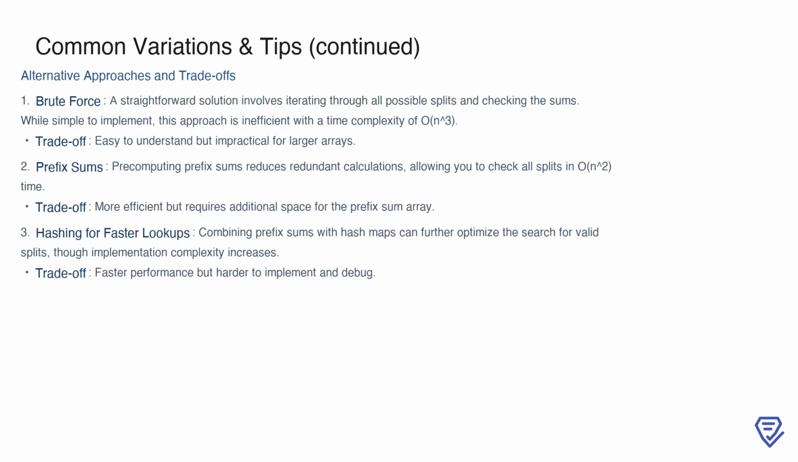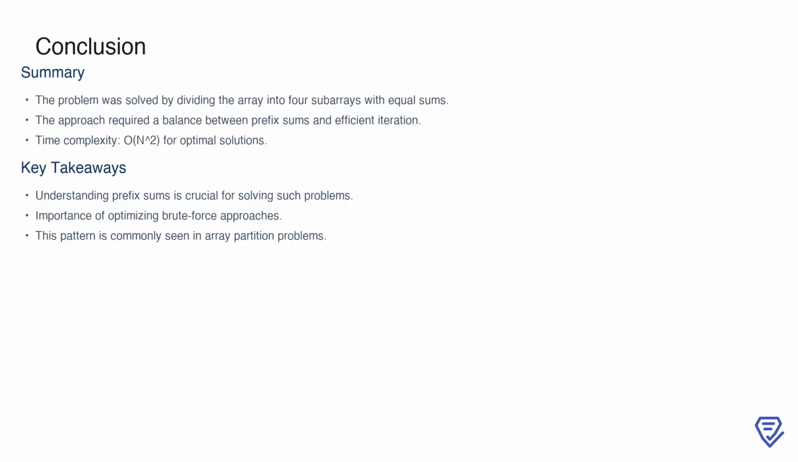For even greater optimization, combining prefix sums with hashing can speed up the lookup process for valid splits. However, this comes at the cost of increased implementation complexity, making the code harder to debug and maintain. Each approach has its merits, so the best choice depends on the problem constraints and the trade-offs you're willing to accept in terms of performance, readability, and complexity. Great job! We've summarized the key aspects of solving problem number 548, split array with equal sum. Remember the importance of prefix sums and optimization techniques for similar problems.